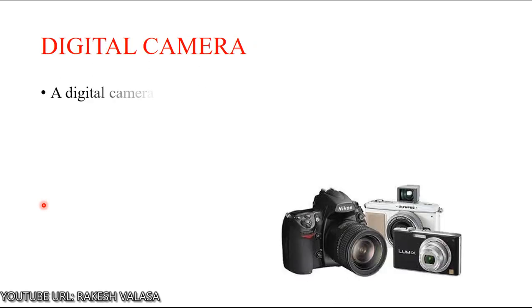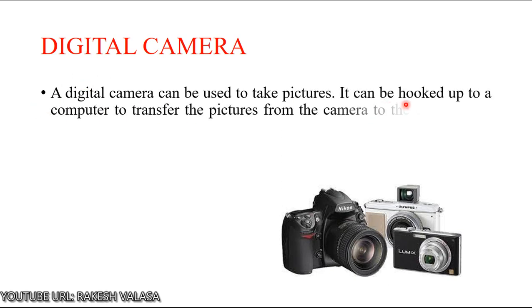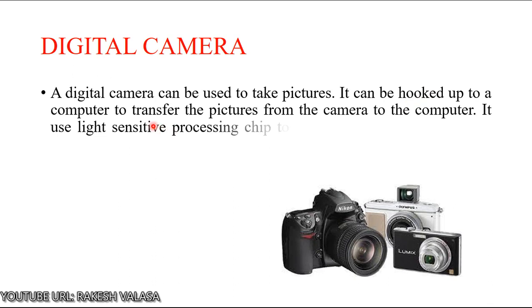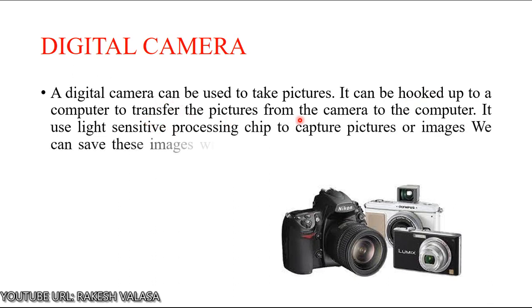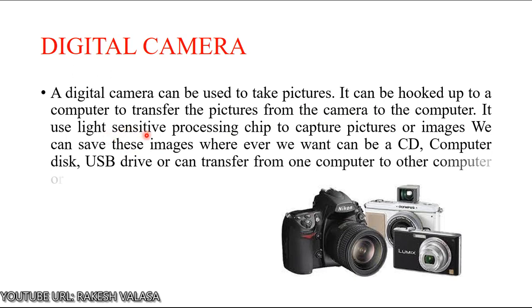Digital camera. A digital camera can be used to take pictures. It can be hooked up to a computer to transfer the picture from the camera to the computer. It uses a light sensitive processing chip to capture pictures or images. We can save these images wherever we want to, can be a CD, computer disk, USB drive, or can transfer from one computer to other computer or device.